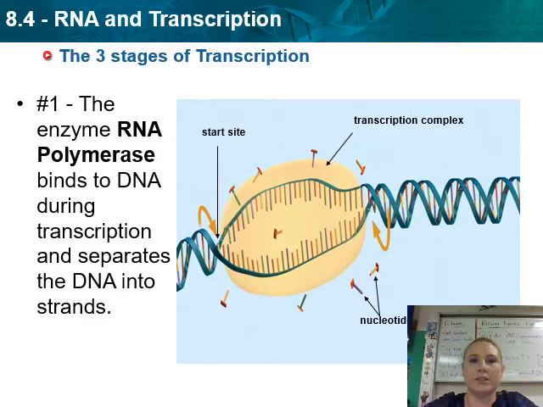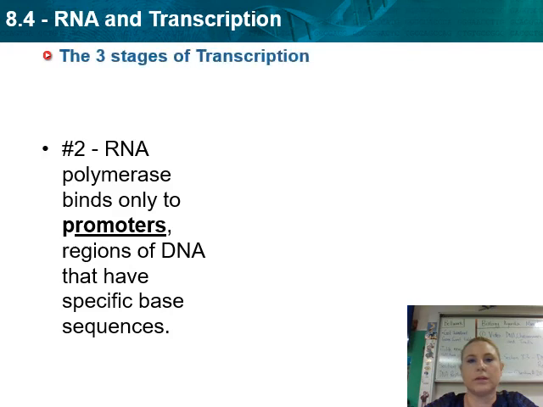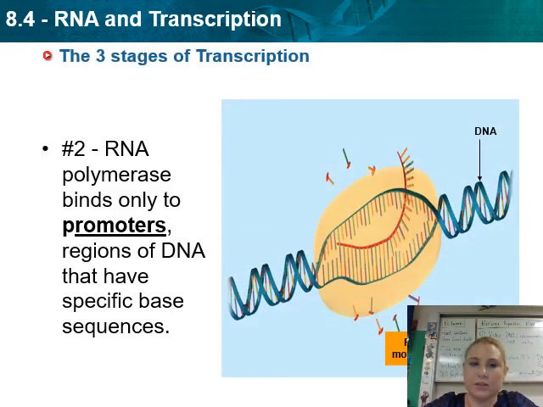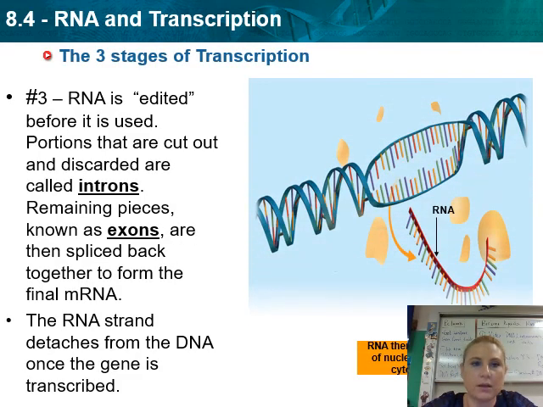Now we do have three stages of transcription. In our first stage, the enzyme RNA polymerase binds to DNA, and it basically does what it does in DNA replication. It separates the DNA strands. But now we have RNA polymerase, not DNA polymerase. Once it separates, RNA polymerase binds to places called promoters, regions of DNA that have specific base sequences. One is going to say start and one's going to say stop, and we'll learn about that a little bit later. And RNA is edited before it's used.